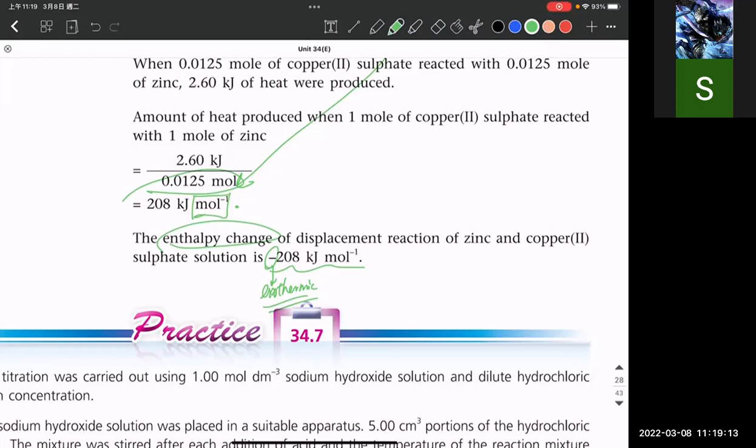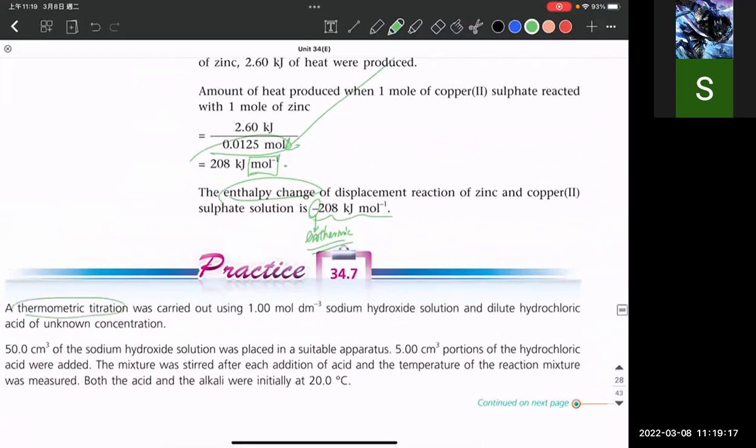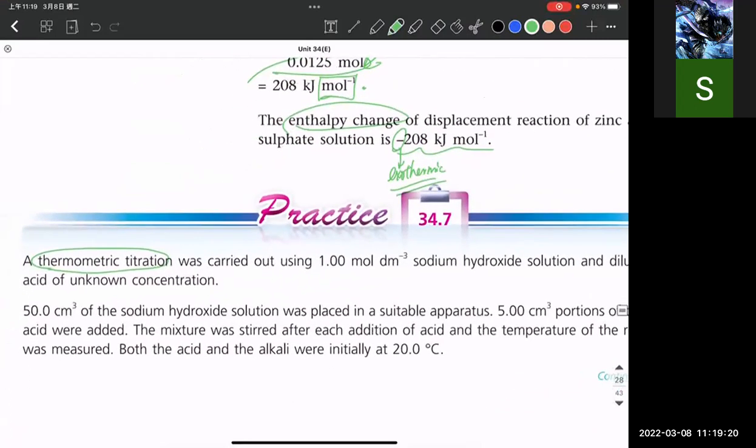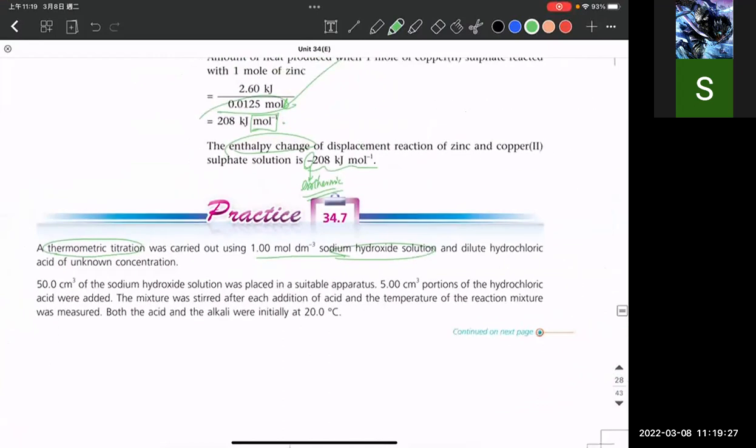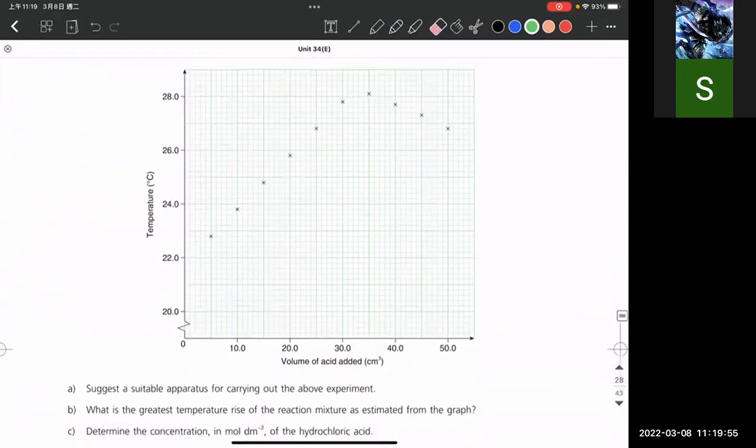34.7. Now this time, this type of thermal extrapolation would also happen in some other graph. This is thermometric titration. It was carried out by using 1.00 mole per dm³ sodium hydroxide solution and dilute acid of unknown concentration. And then you are going to do it in a suitable apparatus, and so on, right? And 5 cm³ portions of acid you added subsequently, and you're going to measure the temperature of the mixture. Originally it is at 20.0 degrees Celsius. So this is our graph. Originally it is 20.0. Mark it here.